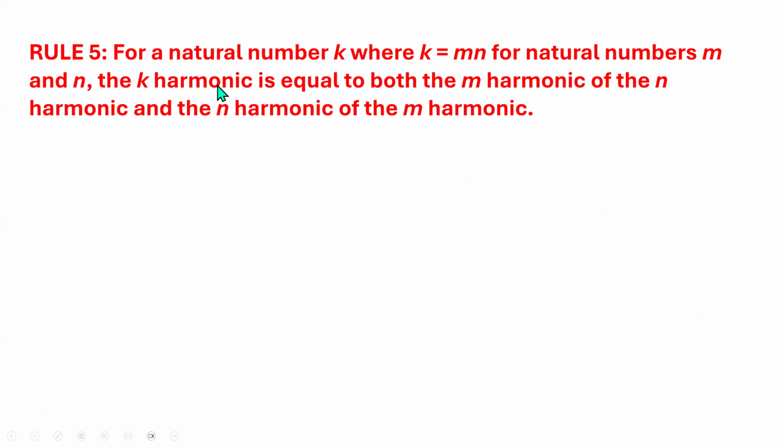Okay, rule 5. For natural number k, where k is equal to m times n for natural numbers m and n, the k harmonic is equal to both the m harmonic of the n harmonic and the n harmonic of the m harmonic. So this says that when we're just dealing with natural numbers, and you have k as a product of two natural numbers, you could either find the k harmonic all at once, or you could do it in stages. First find the n harmonic followed by the m harmonic, or first find the m harmonic followed by the n harmonic.